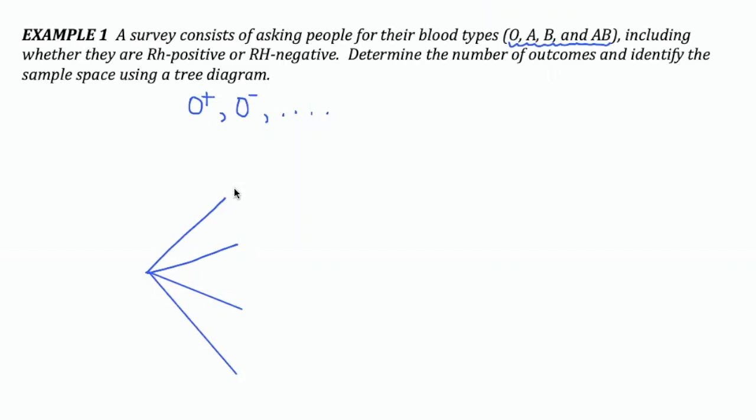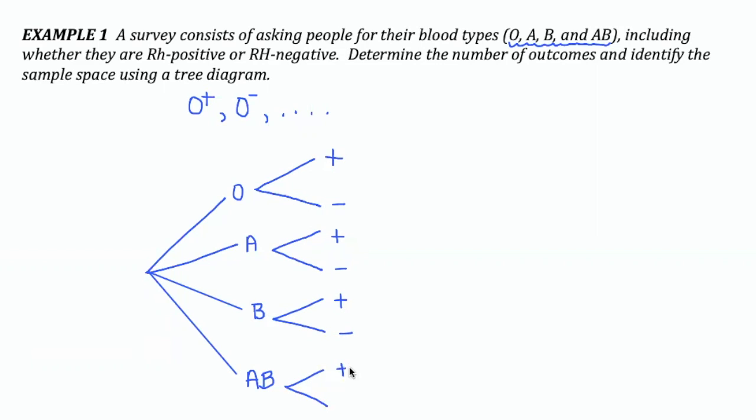And you're going to label each branch with one of the possible outcomes, O, A, B, and AB. Then off of each of these, we're going to branch for the next option that we're looking for, which is Rh positive or Rh negative. So since there are 2 options at this point, you can either be positive or negative, we put 2 branches off of O. The same thing is true for A. There's 2 possibilities. For blood type B, there's 2 possibilities. And same for AB.